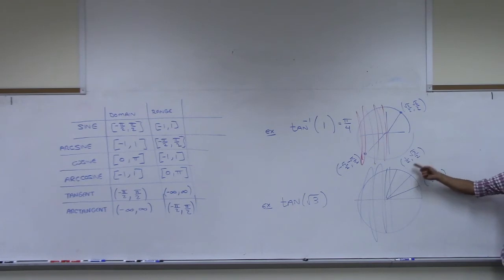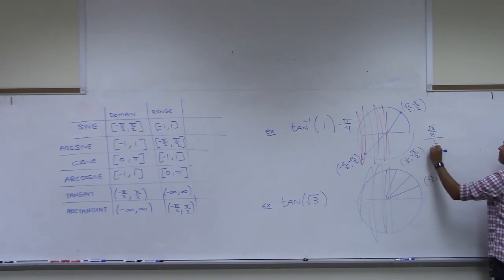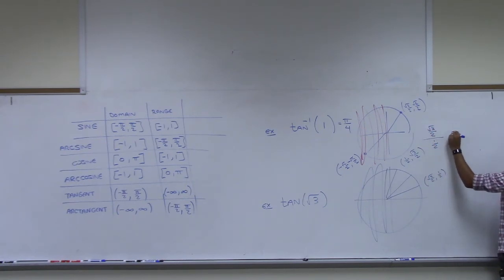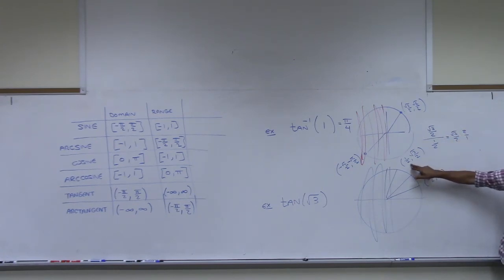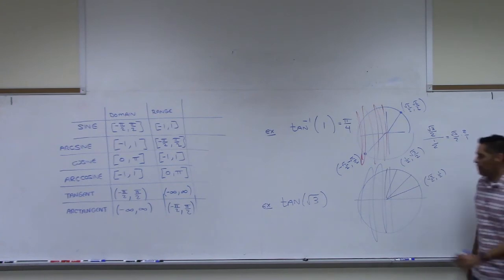So y divided by x. Why is it y divided by x? Because that's the definition of tangent, sine over cosine. So let's try it. Let's take this over this. Just do it real quick. Root 3 over 2 over 1/2. It reciprocates up. Root 3 over 2 times 2 over 1. That's root 3. So it's this one, which was that angle, which was pi over 3. This one right here, pi over 3.